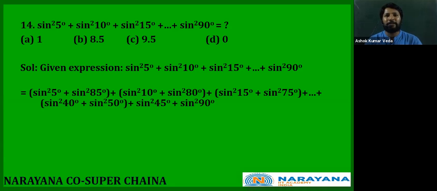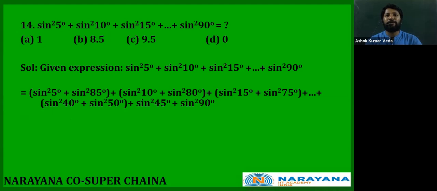So I can write it as sine square 5 degrees plus sine square 85 degrees plus sine square 10 degrees plus sine square 80 degrees all the way up to sine square 40 degrees plus sine square 50 degrees, right? And then there is a sine square 45 degrees separate, and then there is a sine square 90 degrees separate. Now look at each of these brackets, right? What you have is sine square theta and then sine square 90 minus theta. Can you see that? Every bracket has sine square theta and sine square 90 minus theta. What is sine 90 minus theta? Cos theta, right? So what we have here is every bracket has sine square theta plus cos square theta.